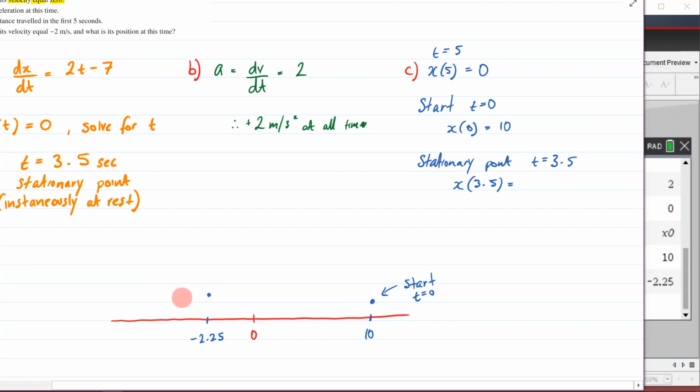So this was my start point. Then I'm going to have a stationary point here. A stat point. That occurs when t equals 3.5. And then I finish up at t equals 5 seconds at 0. So here is where I end, which is t is equal to 5. And that's occurring at 0. So that means this is what it looks like. If I was to grab another color here, let's go brown. I'm going to go this way. Then I'm going to stop. Then I'm going to come around.